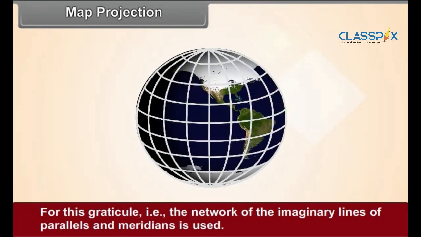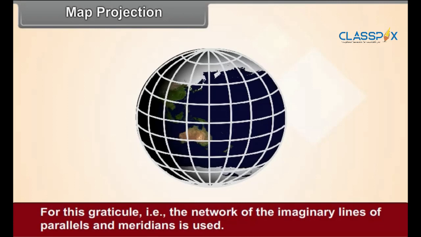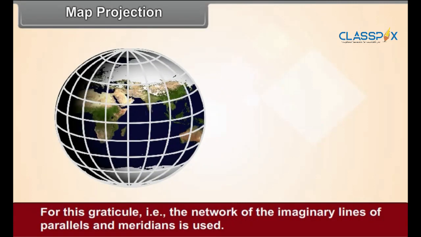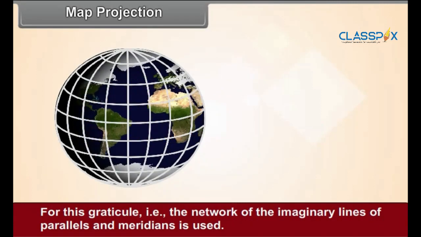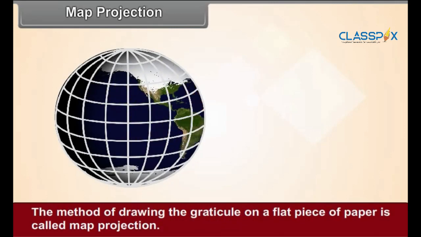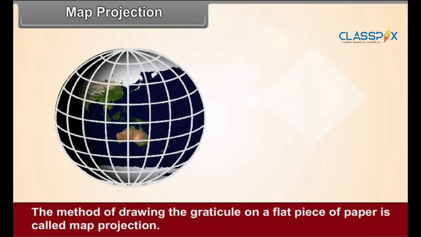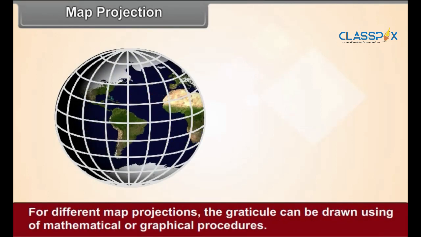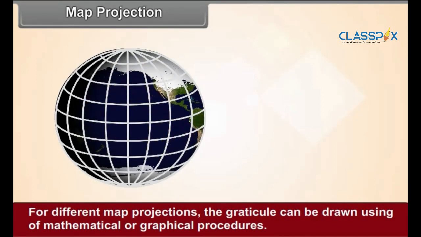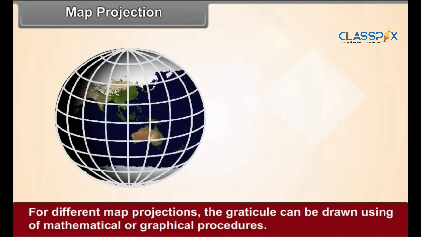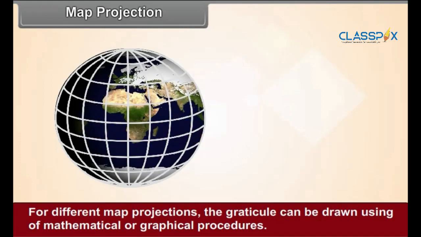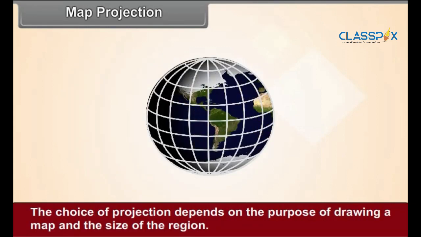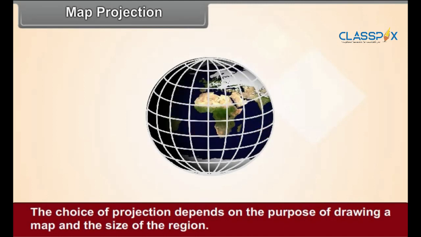For this, the graticule, that is, the network of the imaginary lines of parallels and meridians is used. The method of drawing the graticule on a flat piece of paper is called map projection. For different map projections, the graticule can be drawn using mathematical or graphical procedures. The choice of a projection depends on the purpose of drawing a map and the size of the region.